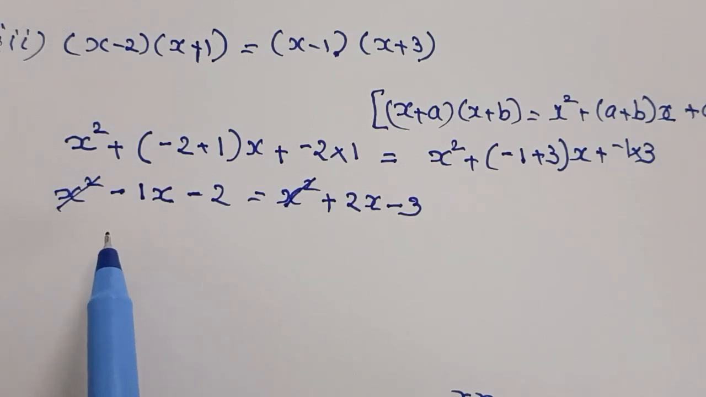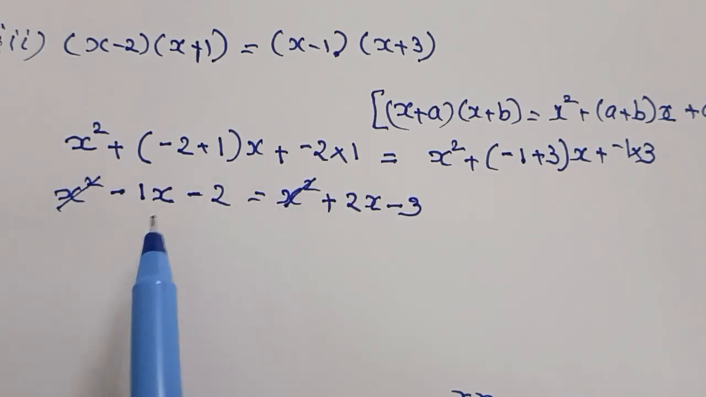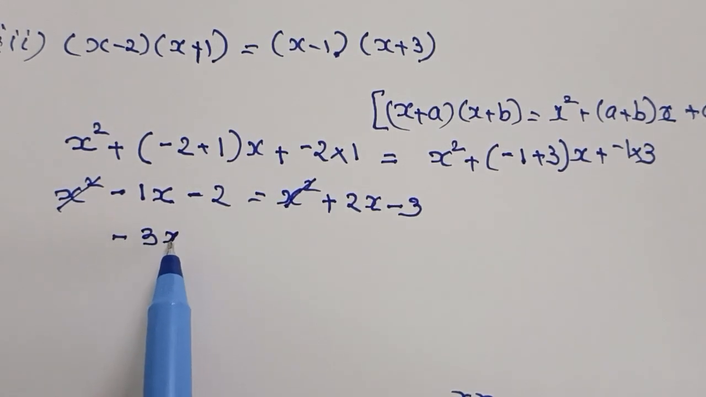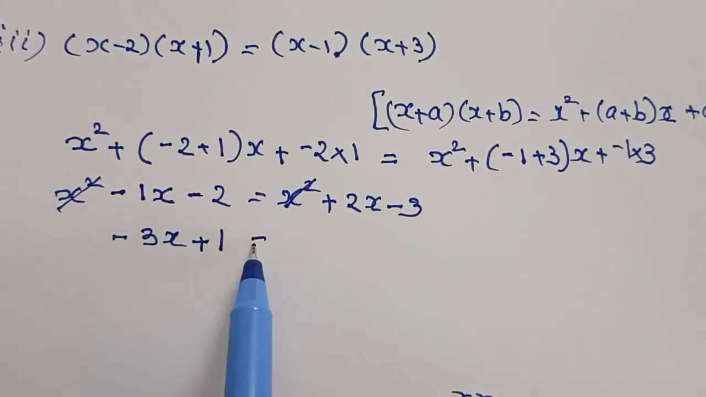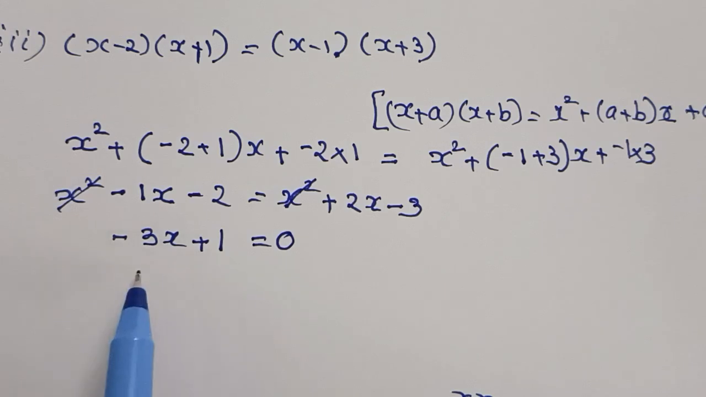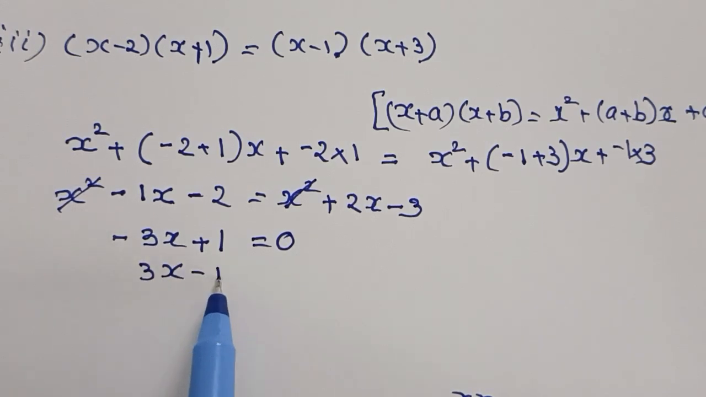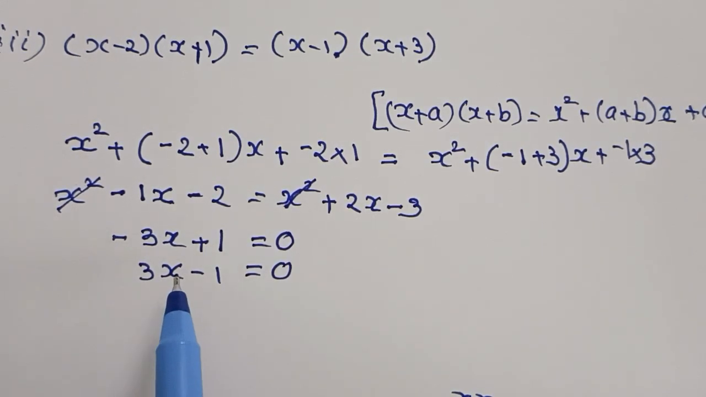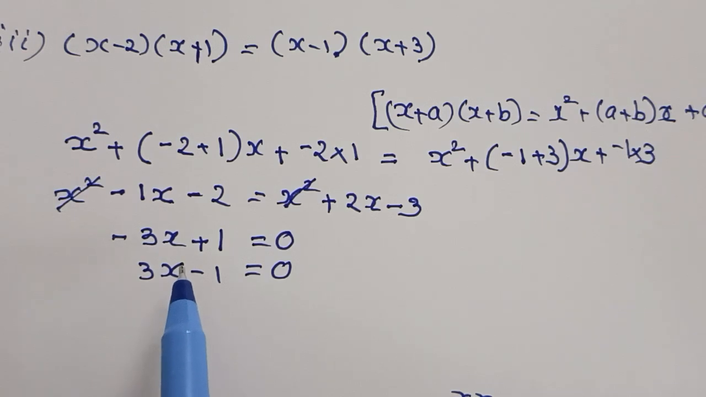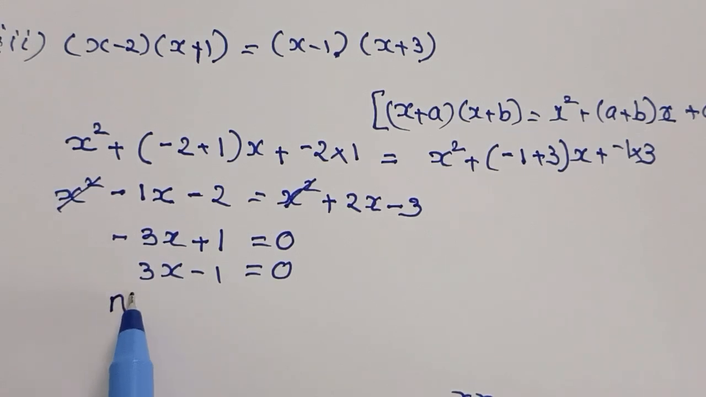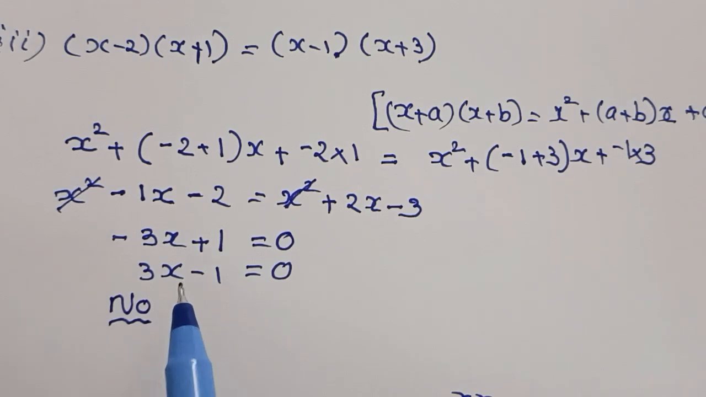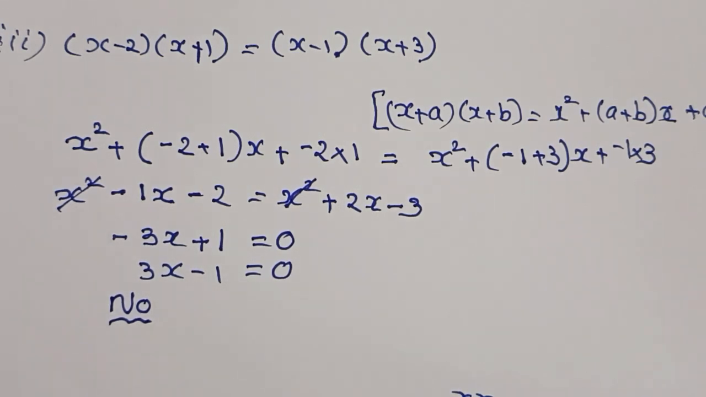Now collecting like terms, we get −1x − 2x, that is −3x. Now −2 + 3, after addition we get plus 1. That is equal to 0. Or changing sign throughout, we can write 3x − 1 = 0. Now it is a linear equation, isn't it? Its power is 1. Power 1 means it is a linear equation. But we have to check whether it is quadratic or not. It is not a quadratic equation because the degree is not 2, or the highest power is not 2. Therefore, it is not a quadratic equation.